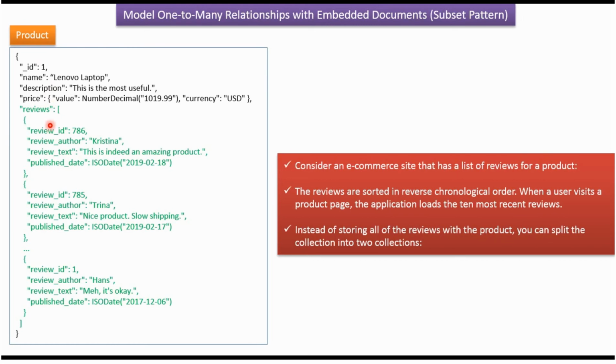This embedded document has one issue. Suppose these reviews keep on increasing, and after some point of time the product has hundreds of thousands of reviews. In that case, if you are trying to fetch product information, it will impact the read performance. So what we can do is, instead of storing all the reviews in the same product document, we can split it into two collections.